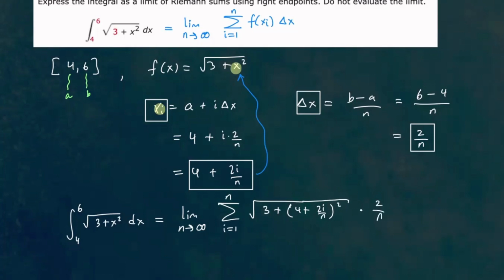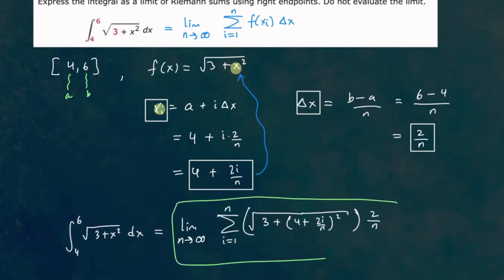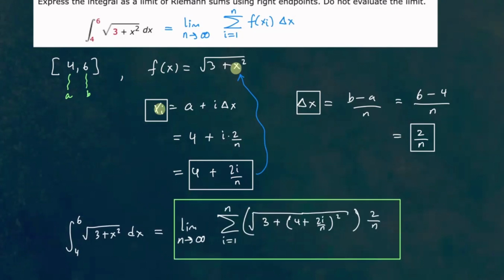Now, make sure you have parentheses around everything, just like that. This will be times 2 over n. There you have it. This is what we call expressing a definite integral as a limit of the Riemann sum. That will be your final answer.